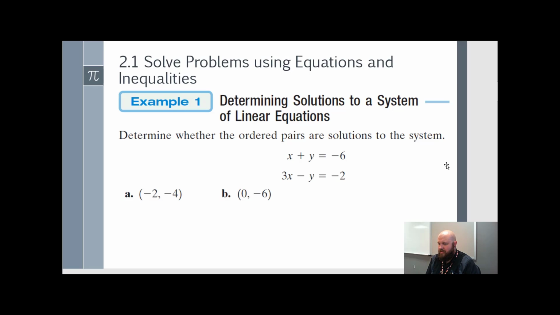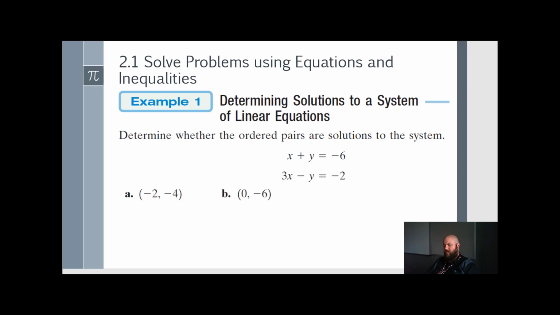So, moving forward with this, we are simply going to take these equations and see if these points actually work, or these values for x and y. So determine whether the ordered pair is a solution in the system. So again, we have x plus y equals negative 6, and 3x minus y equals negative 2. Alright, so moving forward with these, we're going to make sure that these points, right here, A and B, actually work for these two equations here.